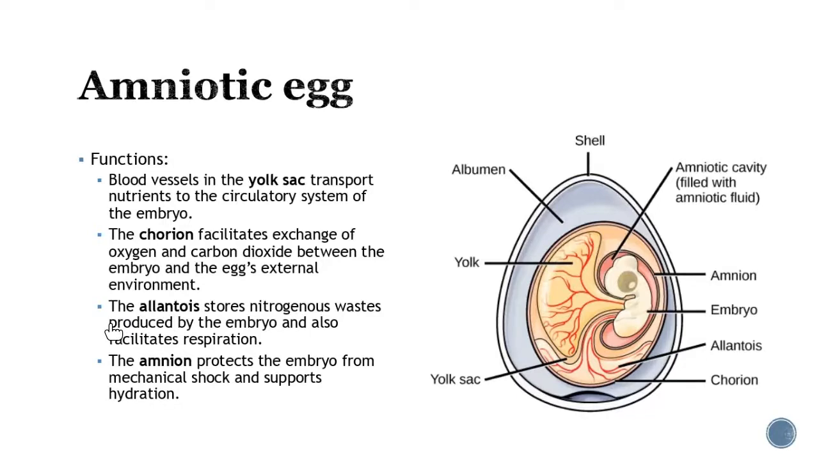Next up is the allantois, right here. This is where we store the nitrogenous waste produced by the embryo, and it also helps facilitate respiration. This is an organism, so it does have to get rid of waste in some way, and that's where we store it. And then finally, the amnion right there helps protect the embryo from mechanical shock and helps support hydration. So this is just the basic anatomy of an egg and the different parts and how they function.